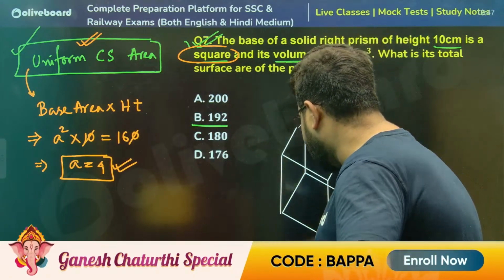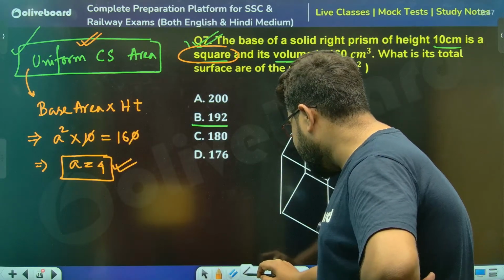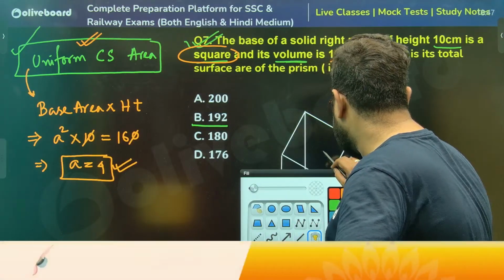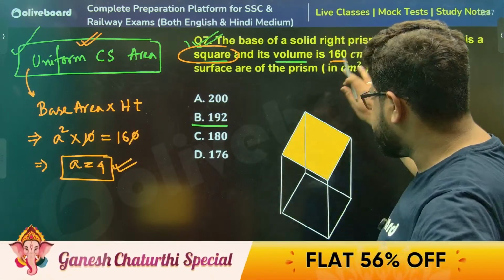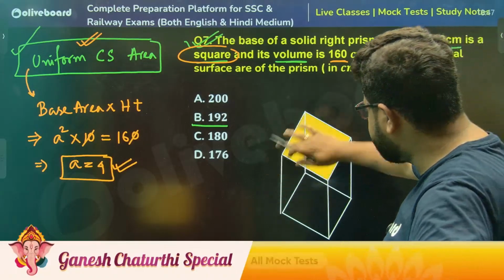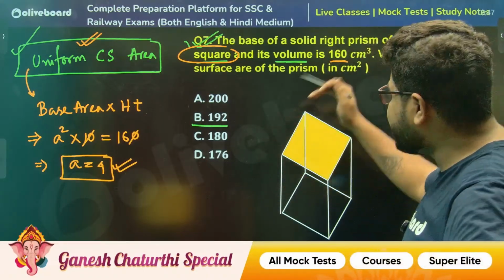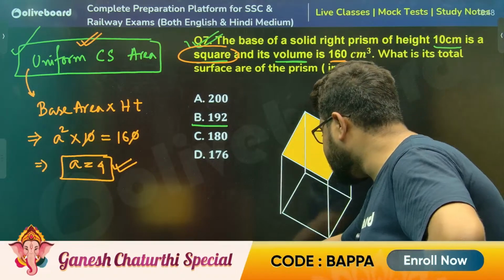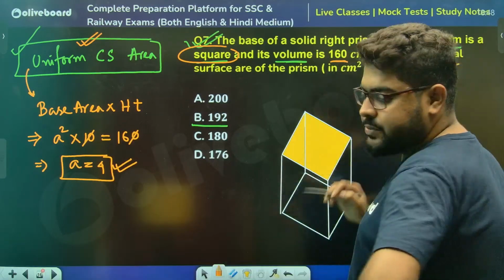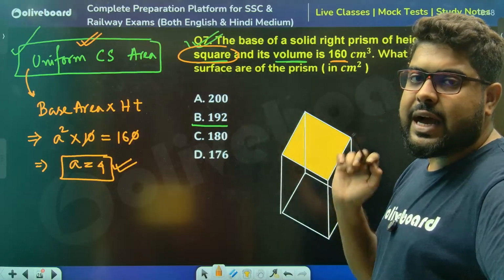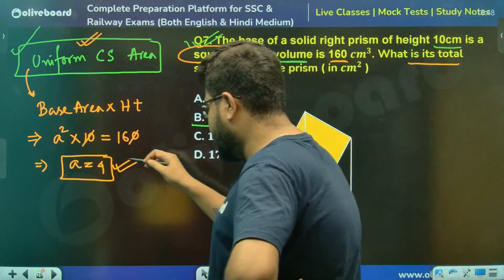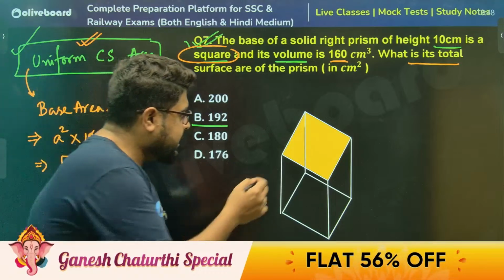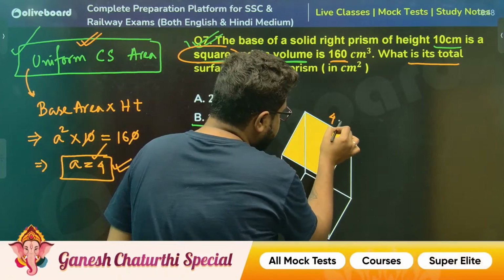Now, area of the base is given to you. Area of the base is always given to you. Let's say this is the base. Okay? Let's say this is the base area. Now they are asking what is the total surface area. Total surface area, how will you find it? If you know the base, this is A, this is 4.